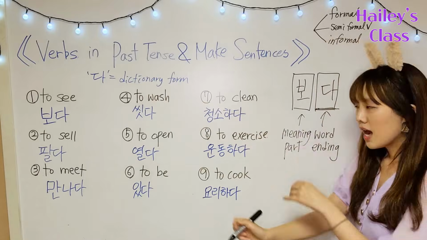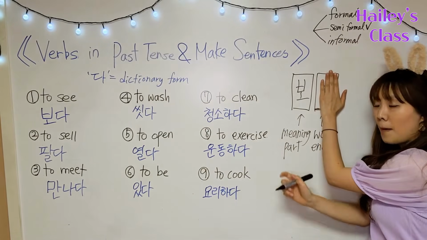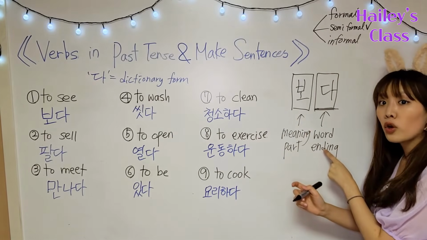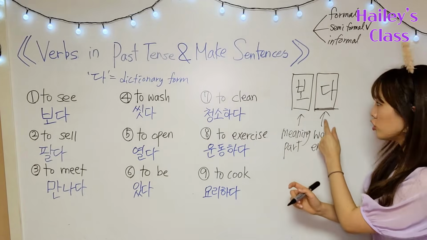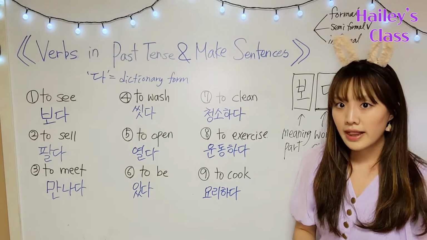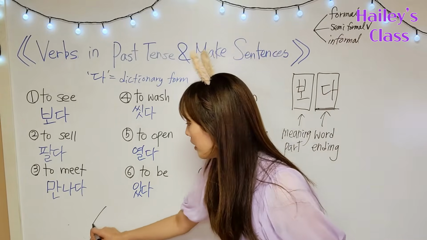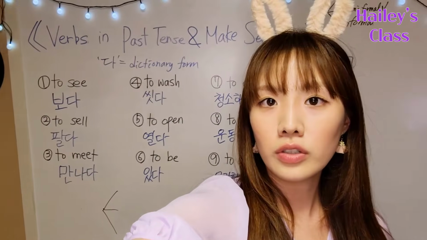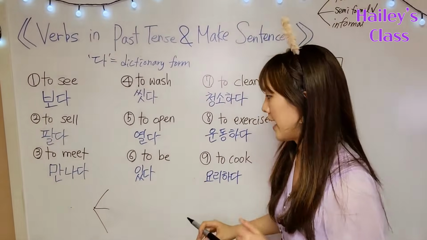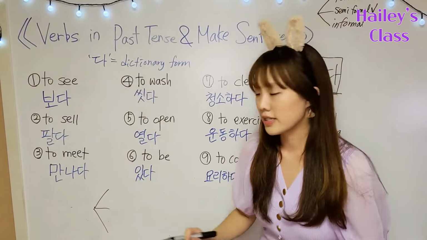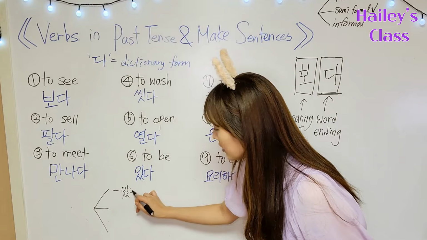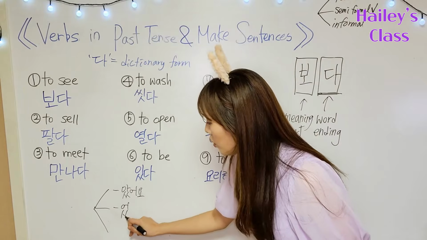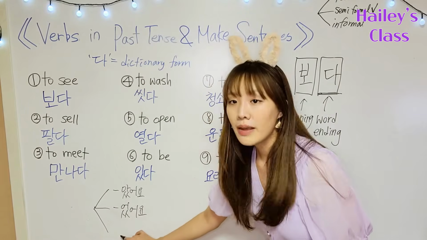Got it? So we're going to change this part. But this part is the meaning part, so we won't change it. But this part is the word ending, so we're going to change this part. Got it? So we're going to change this part, and then there is a rule. I'm going to tell you that. So there are 3 ways of changing. I'm going to go a little bit down, and we're going to put some words. 뭐뭐 왔어요, and then 뭐뭐 없어요, and 뭐뭐 했어요.